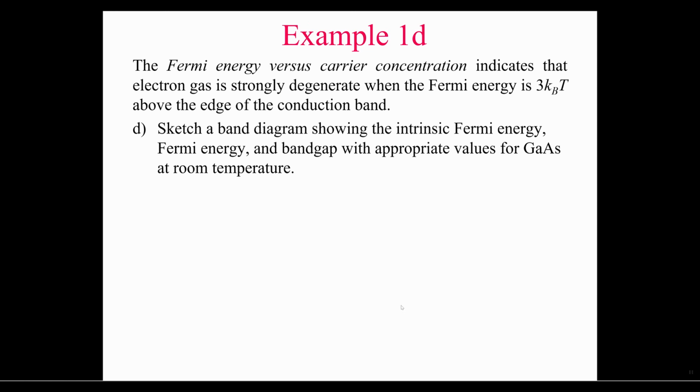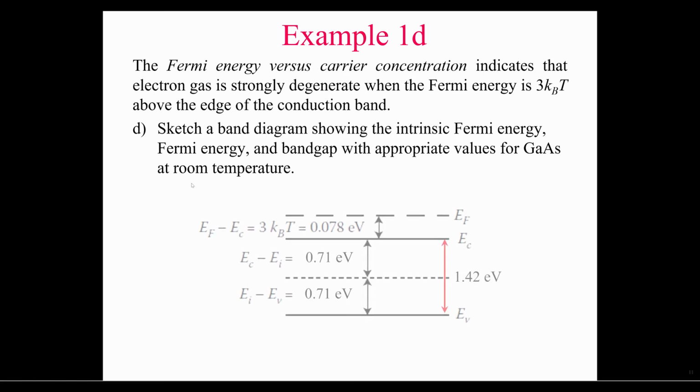And the next one is the Fermi energy versus carrier concentration. It indicates that the electron gas is strongly degenerate when the Fermi energy is 3 kBT above the edge of the conduction band. So this is just sketching only. Sketch the intrinsic Fermi energy and band gap with appropriate values for gallium arsenide at room temperature. So this is okay, straightforward, not difficult. If you see something strange here, it is that the Fermi energy is 3 kBT above, slightly higher here. Then you have to know the band gap for gallium arsenide, and then you can do it. Let's say intrinsic is exactly in the middle: 1.42, you divide by half, 0.71.